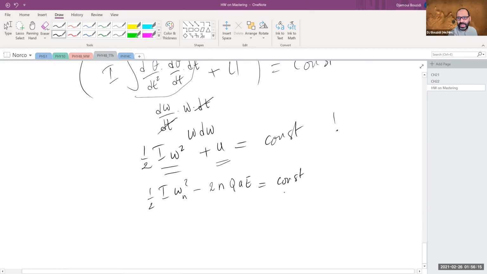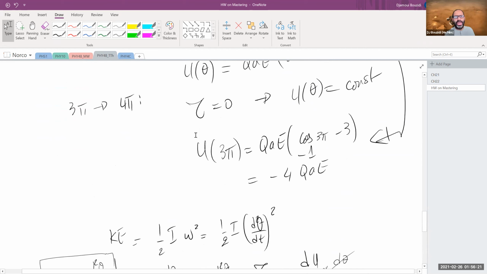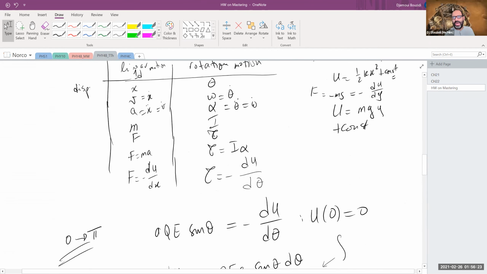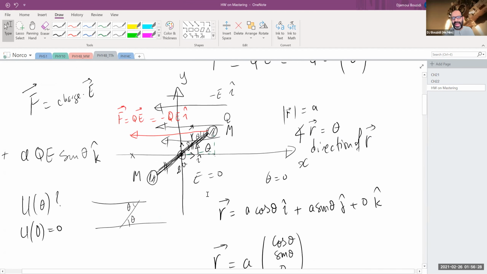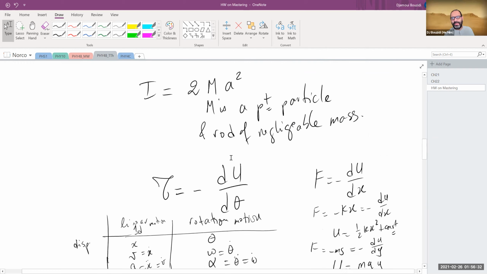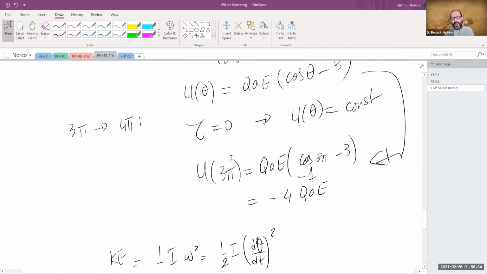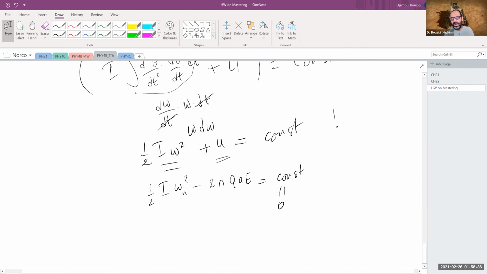They take this constant to be 0, and probably the rationale is that initially it did not have that energy when we started. Initially it was 0 on this side, so when it comes back on the other side, it must satisfy that continuity condition. So it's going to be 0 all the time. The sum of the energies is always 0.